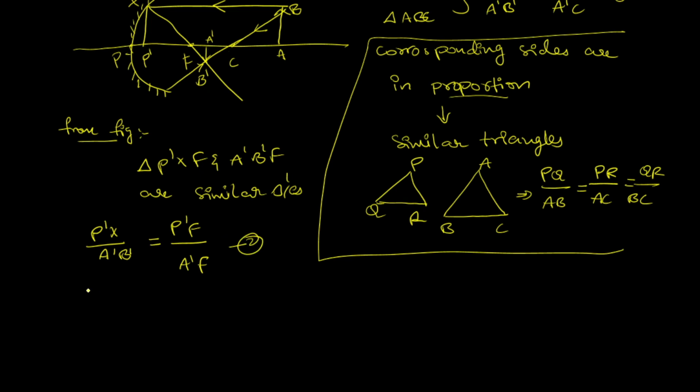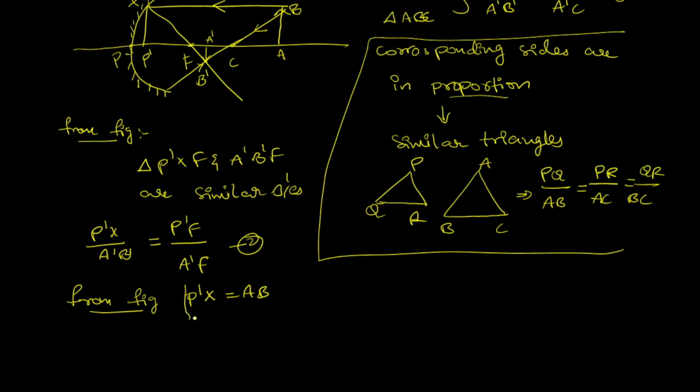And from the figure, this P prime X is equal to AB. Why? Because both these rays are parallel to each other. This BX and B prime A are parallel to each other. Therefore, the distance between these two lines at any point will be the same. So from this figure, P prime X will be equal to AB.